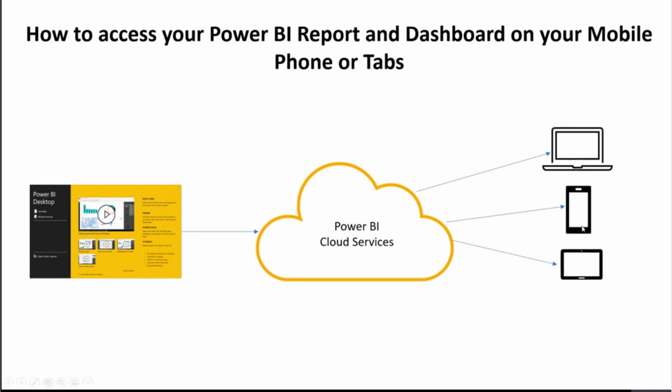But to access it on a mobile phone, whether it is Android or iPhone, we have to download some software. The Android user can download from the Google Play Store and the iPhone user can download from the Apple Store. So in this video, I will explain how you can download and install the application and how you can access a Power BI report on your Android smartphone or tablet.